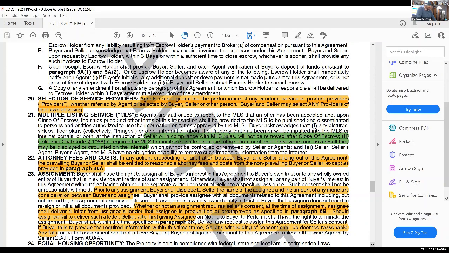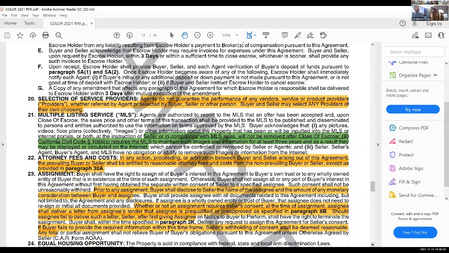But any pictures, videos, floor plans, or other information about the property that has been or will be input into the MLS or internet portals or both at the instruction of seller or in compliance with MLS rules will not be removed after close of escrow. California Civil Code 1088 requires the MLS to maintain such images and information for at least 3 years. And as a result, they may be displayed or circulated on the internet, which cannot be controlled or removed by seller or agents. And seller, seller's agent, buyer's agent, and MLS have no obligation or ability to remove such images or information from the internet.